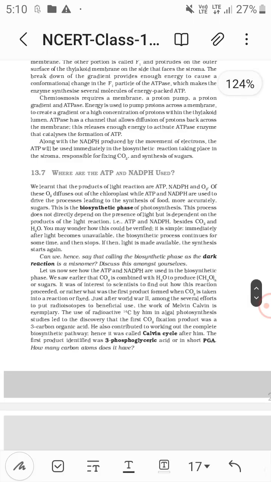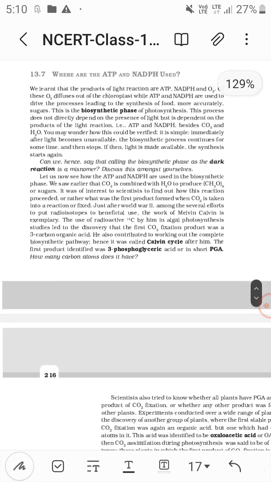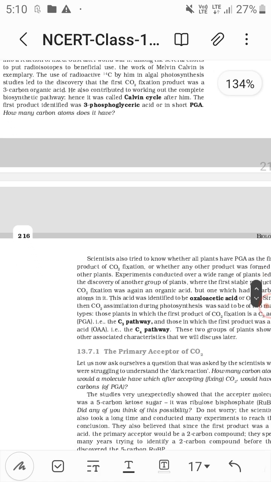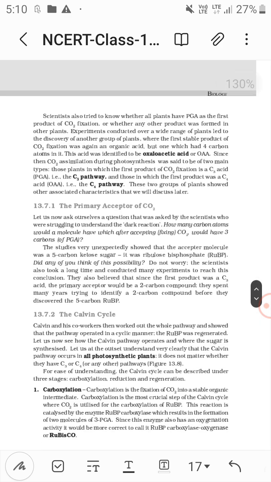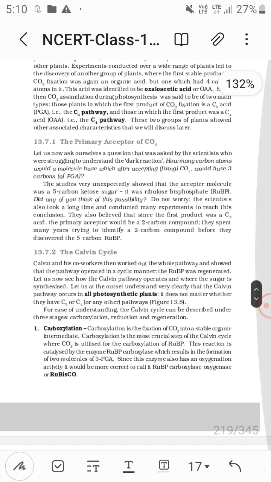Where are the ATP and NADPH used? In the biosynthetic phase of the dark reaction. Now the Calvin cycle: 3-phosphoglyceric acid, or PGA, is formed. Now in the C4 cycle, oxaloacetic acid is formed. So, the C3 pathway and the C4 pathway.